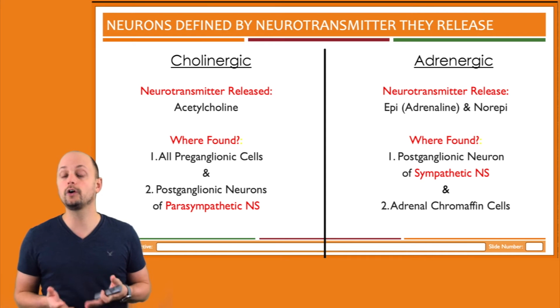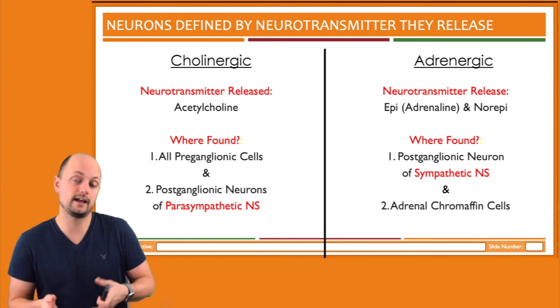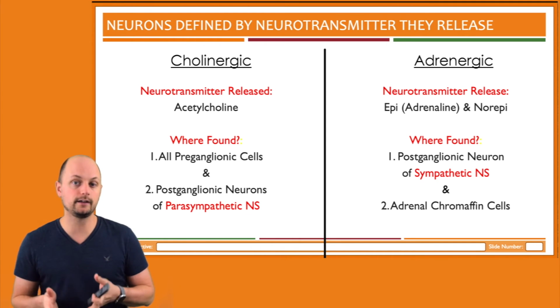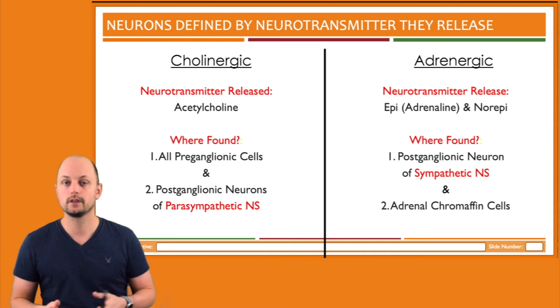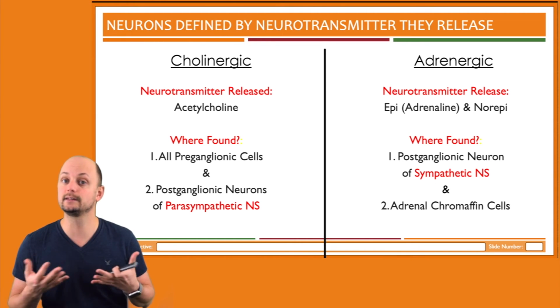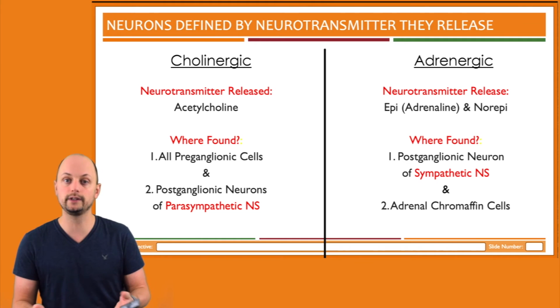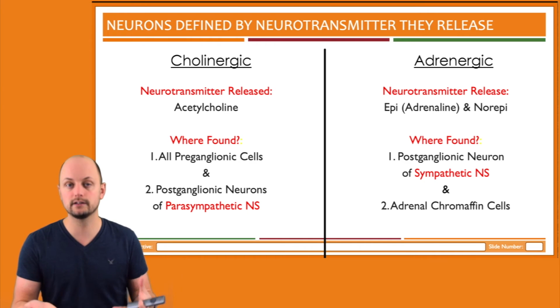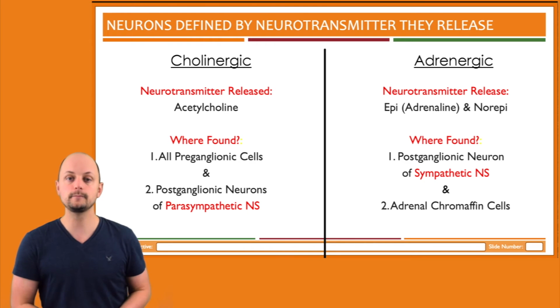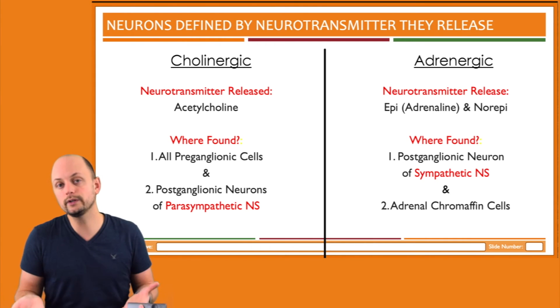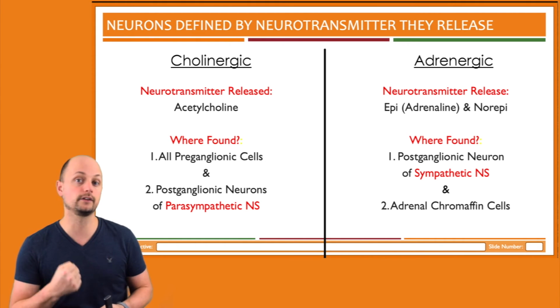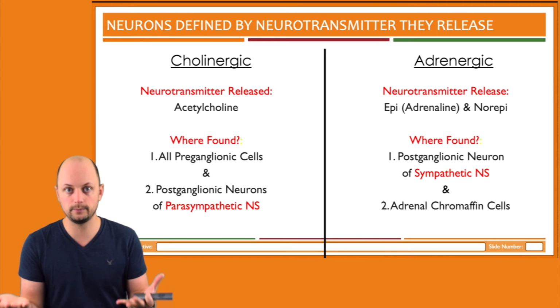But cholinergic neurons are also found within the autonomic nervous system, and actually that's why we're talking about them again right now. In fact, all preganglionic neurons are cholinergic. So that means that all preganglionic sympathetic neurons are going to release acetylcholine into the ganglia. And it also means that all preganglionic parasympathetic neurons are going to release acetylcholine into the ganglia. So that means that we find acetylcholine as the neurotransmitter inside all of the ganglia. The chain ganglia, the collateral ganglia, and all of the parasympathetic ganglia as well.